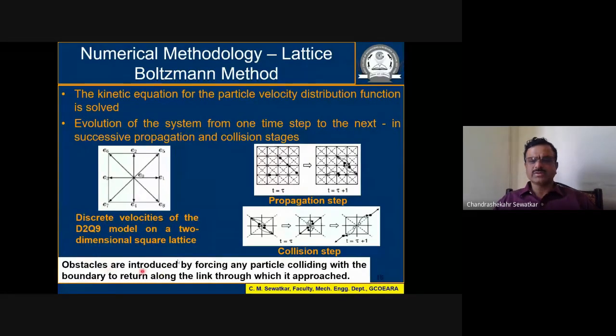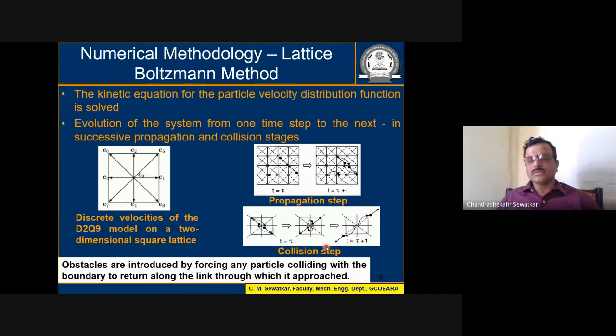The most important thing is that there are two types of step: one is a propagation step, and the other is a collision step. The basic fundamental of the Lattice-Boltzmann method is that when two particles collide with each other, after collision they propagate. So before the collision and after the collision, the momentum is conserved. That's the fundamental concept we use in the Lattice-Boltzmann method.